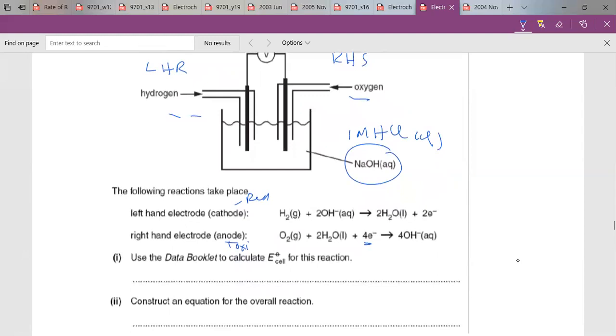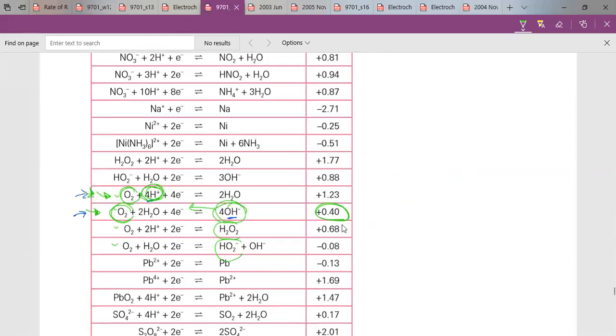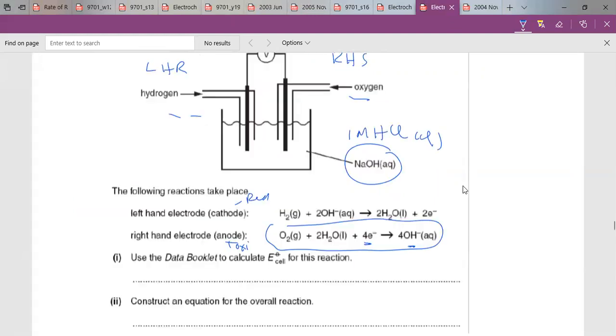So they ask you now. They give you this one here. Remember, in alkaline conditions, O2 plus 2H2O plus 4e minus. You can see here. They only don't quote the value here. So they help you on this one. Never mind. Now, left hand side is hydrogen. H2 plus 2OH minus. See, 2OH minus.